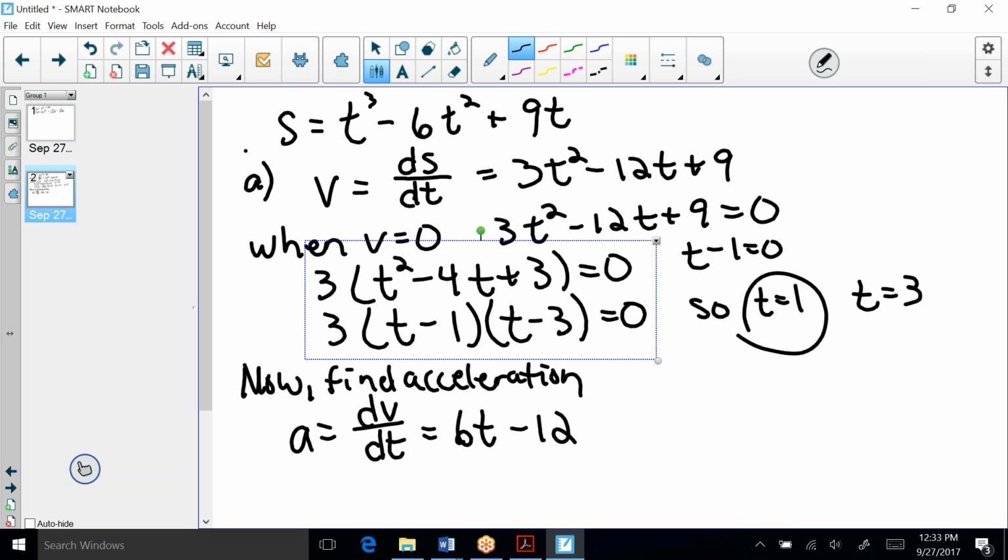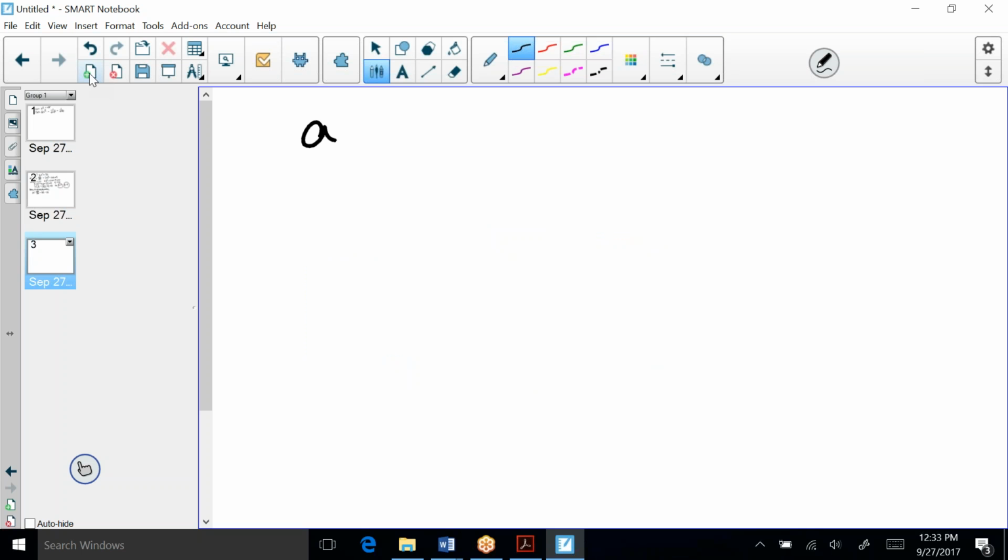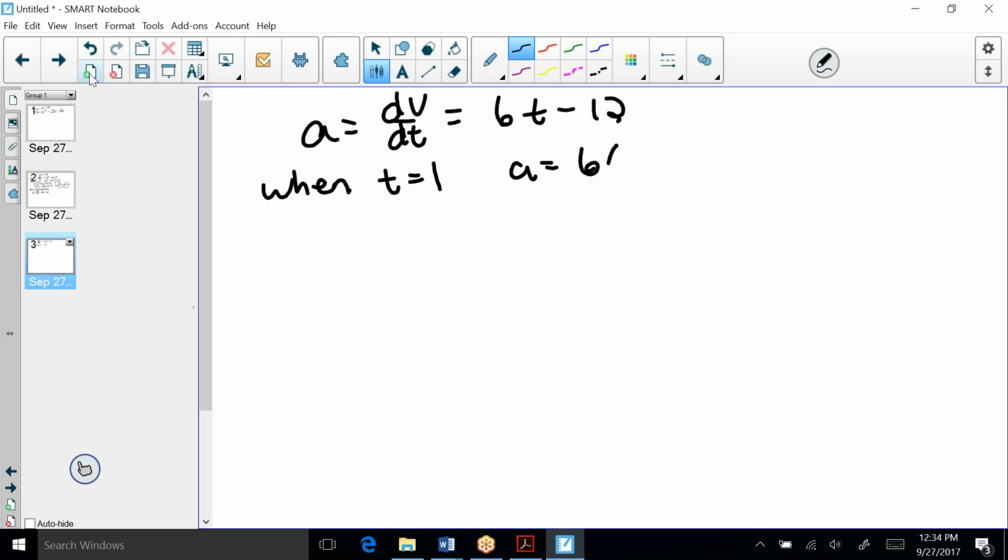Yeah, so we're going to find the acceleration when t is 1, and then find the acceleration when t is 3. So I'm going to do that on another page here. So we had a is equal to dv dt, and that was equal to 6t minus 12. So when t is equal to 1, so after 1 second, the velocity is 0. Let's find out the acceleration. Velocity is 0, let's find the acceleration. A is equal to 6 times 1 minus 12, and a is going to be equal to negative 6.